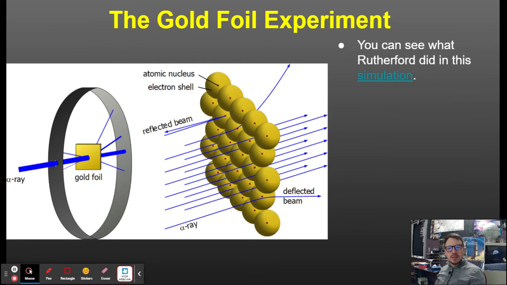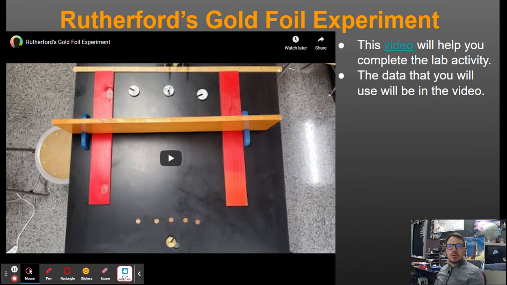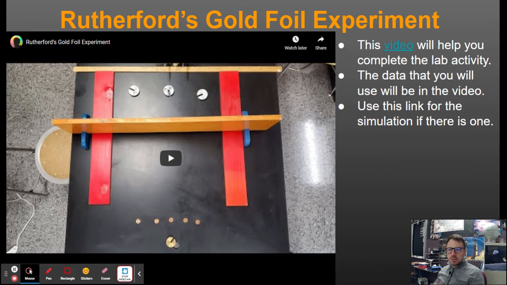But that's not what happened. Some of them were deflected, and some of them were reflected back. Some of them bounced off. So this is what he discovered. These positively charged alpha ray particles were bouncing back or getting deflected, but most of them went through. So this was a lab to recreate Rutherford's gold foil experiment. You can watch that video there.